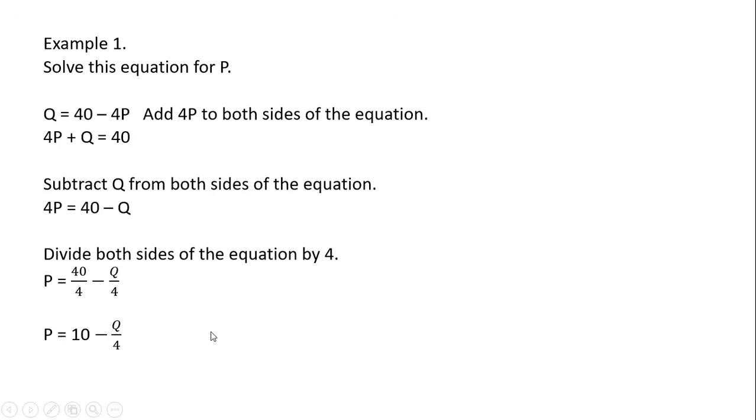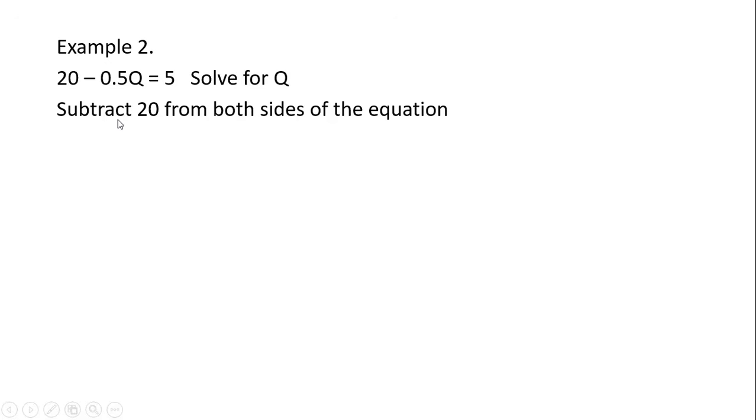Moving on. Example 2, we got 20 minus 0.5q equals 5. Let's solve for q. So first thing I'm going to do is subtract 20 from both sides of the equation.